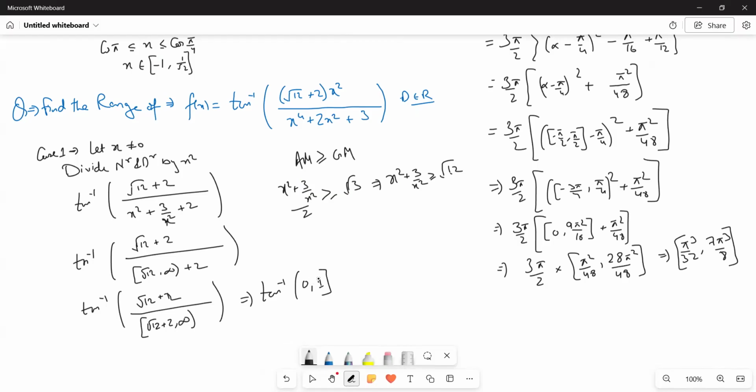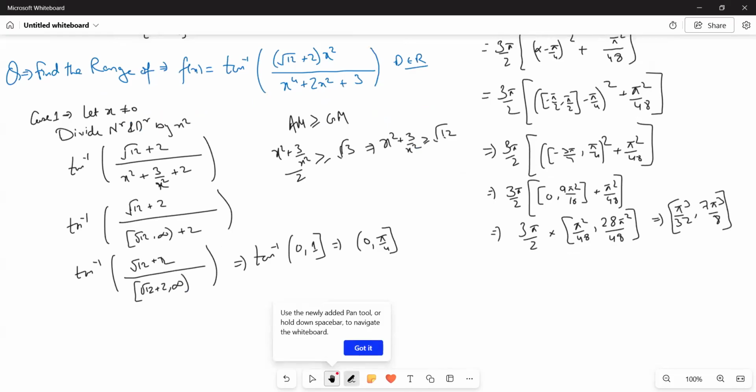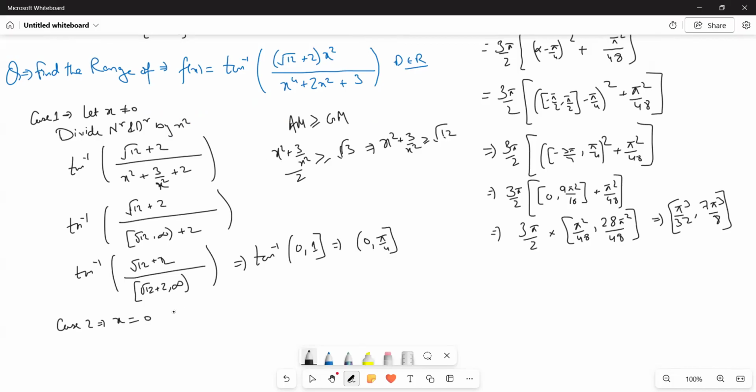देखो, was everyone able to understand this? Tan inverse 0 is 0 and tan inverse 1 is pi by 4. So if x is not 0, the range of the function will be 0 to pi by 4. अब सिर्फ ये देख लो भाई. So what if x is 0? If x is 0, तो directly 0 बैठा दो. So this will imply y is tan inverse 0, which is 0.